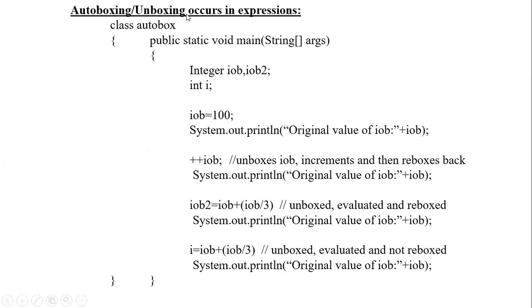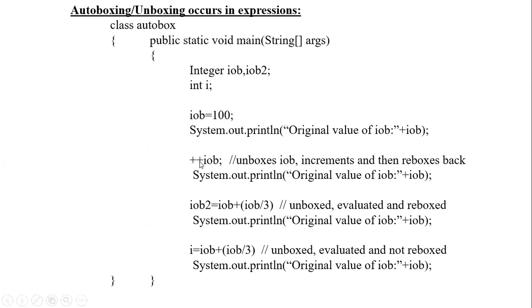Similarly, here also you have an example: autoboxing and unboxing occurs in expressions also. Initially, we have taken iOb equal to 100. If you perform ++iOb, this becomes 101, right? The 101 will not happen directly; internally, a boxing process happened. That means 100 you are copying into an Integer object, so a boxing has happened.